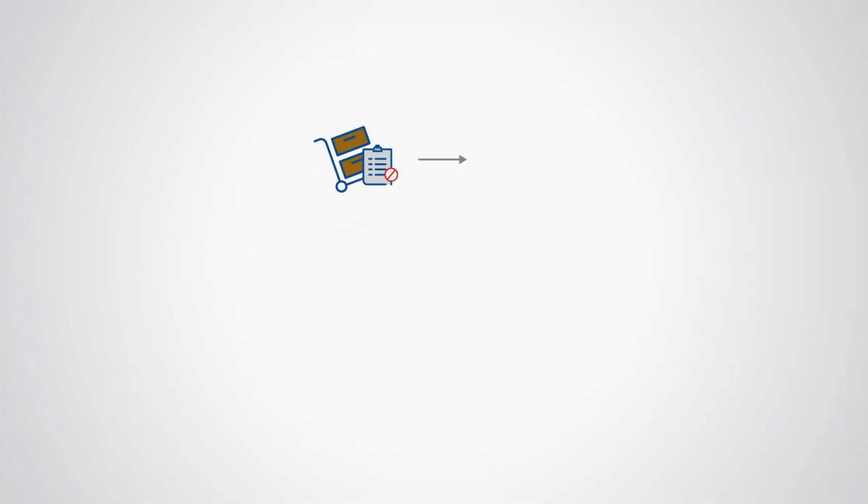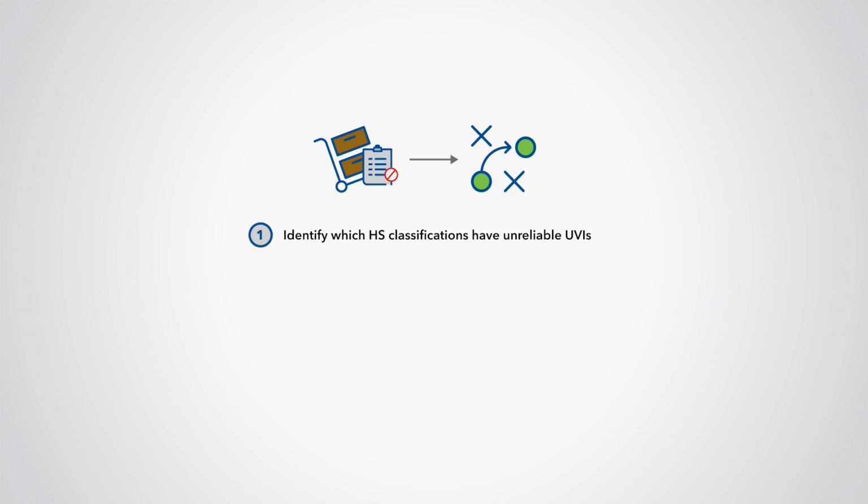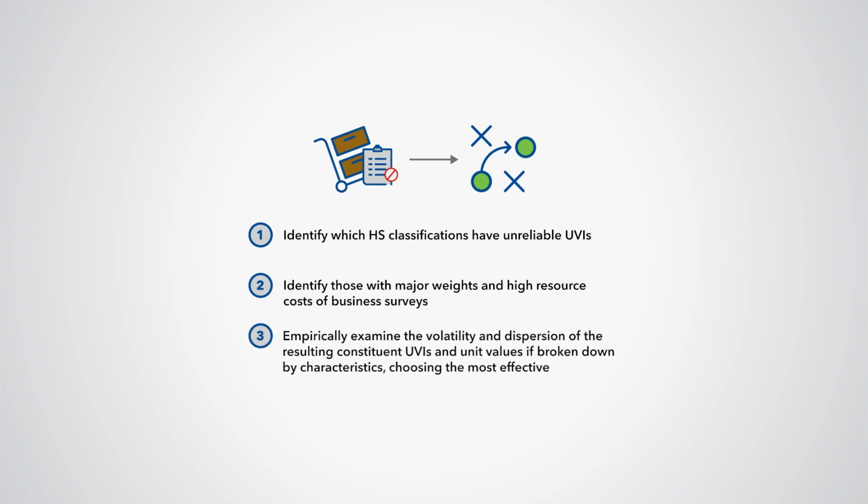Research has found that there is no single set of characteristics that will work with all types of goods. A useful strategy is to first identify which HS classifications have unreliable UVIs, then identify those with major weights and high resource costs of business surveys, and finally to empirically examine the volatility and dispersion of the resultant constituent UVIs and unit values if broken down by characteristics, choosing the most effective.